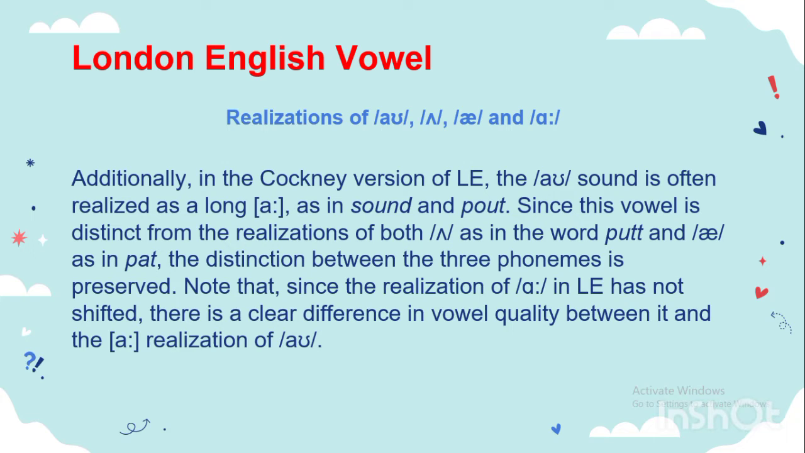Additionally, in the Cockney version of London English, the ow sound is often realized as a long a, as in the words sound and part, since this vowel is distinct from the realization of both the vowel in the word part and the vowel in the word pat. The distinction between the three phonemes is preserved. Note that since the realization of one vowel in London English has not shifted, there is a clear difference in vowel quality between it and the realization of the other vowel.